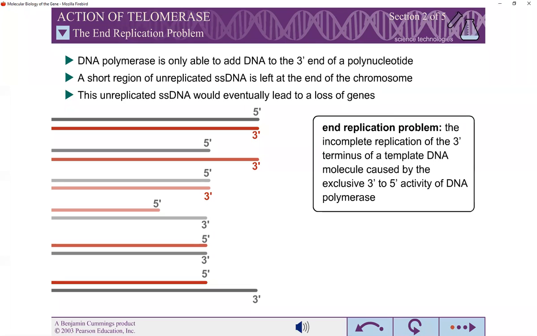Now what is going to happen in the case of the end replication problem is that the incomplete replication of the 3' terminus of a template DNA molecule is being done. This incomplete replication of the 3' terminus of a template DNA is caused by the 3' to 5' activity of DNA polymerase. The activity of the DNA polymerase is being lost. Okay. Then there is a loss in this entire structure.